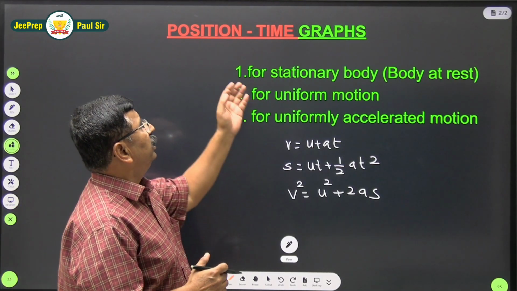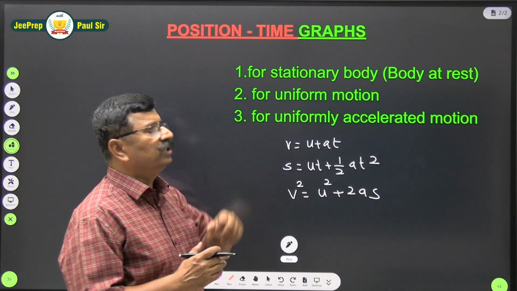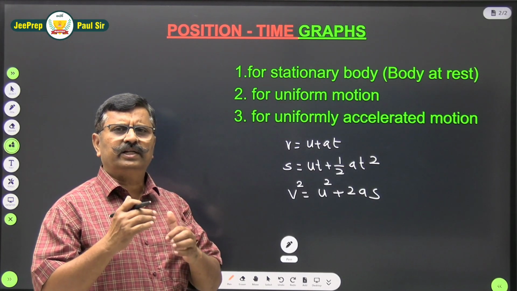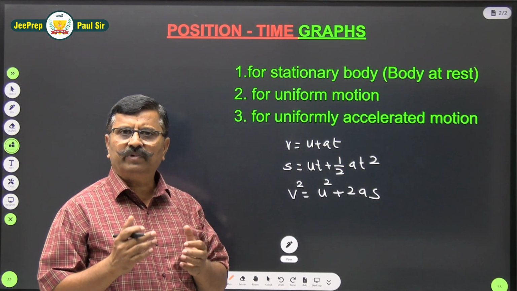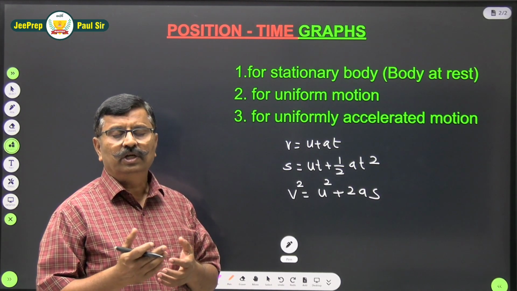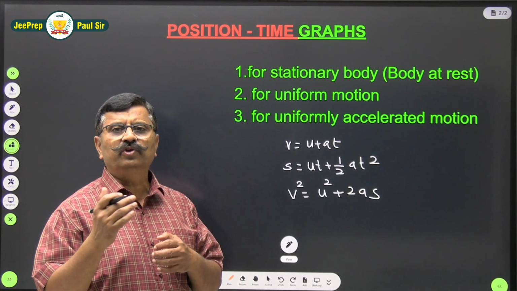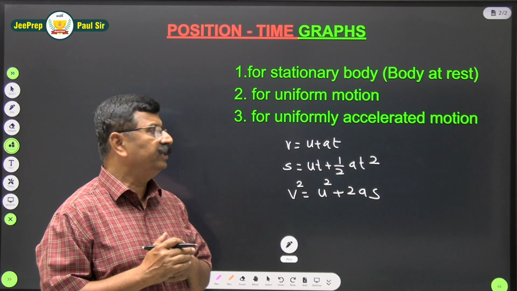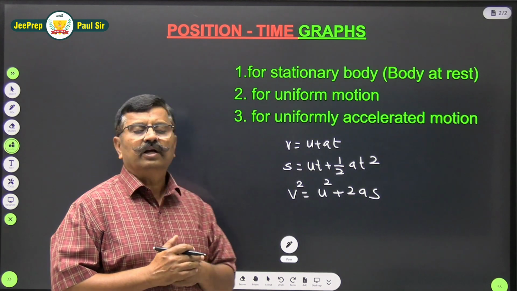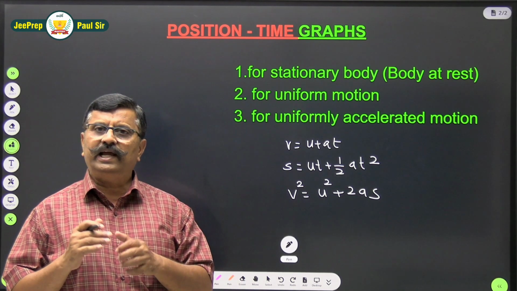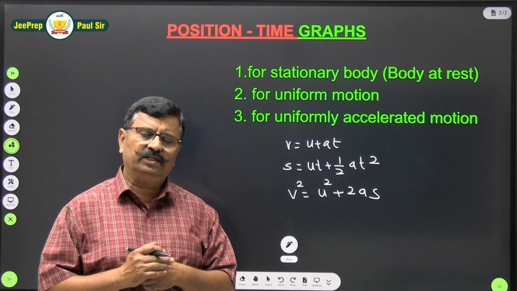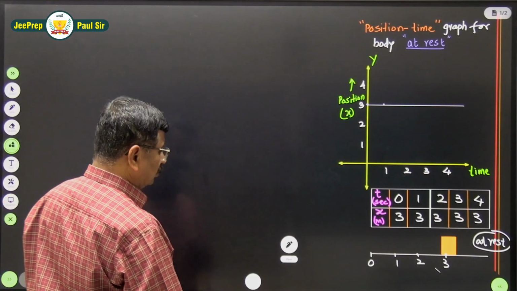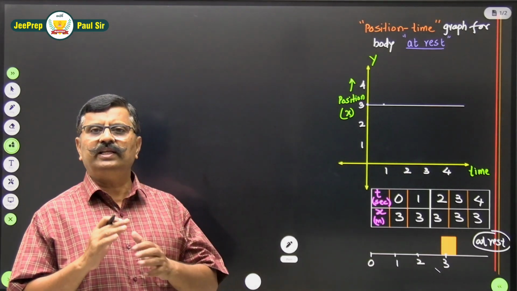So first we will study the position time graph for the stationary body, that means the body is at rest permanently. Second is the position time graph for uniform motion, means the body is moving uniformly with constant speed in the same direction. And the third graph will be for uniformly accelerated motion, means the body is moving with constant acceleration. Let's start it now. Now consider the first case, the body is at rest.